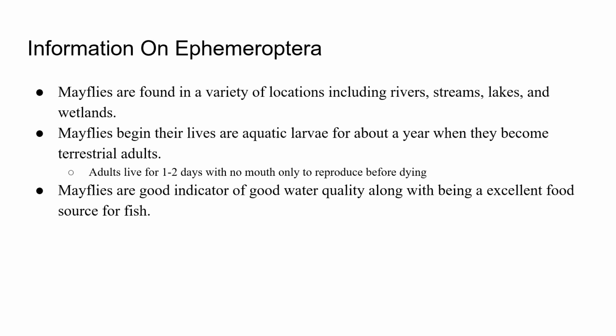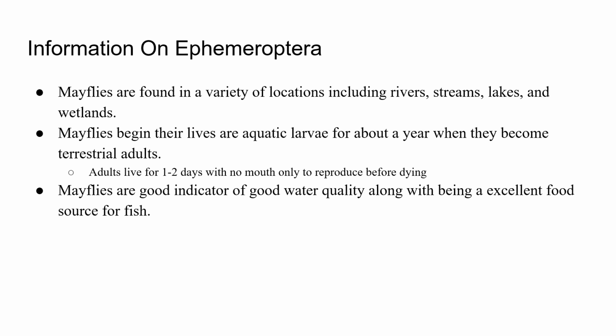Some information on Ephemeroptera. These mayflies are found in a variety of locations, including rivers, streams, lakes, and wetlands. Specifically, flathead mayflies are most common in slow, fast-flowing streams where they occur on the surface of rocks, vegetation, and leaves. Mayflies begin their lives as aquatic larvae, which live in the water for about a year before they become terrestrial adults. These adults only live 1 to 2 days and have no mouth, so they do not feed on anything, so they just reproduce before they die.